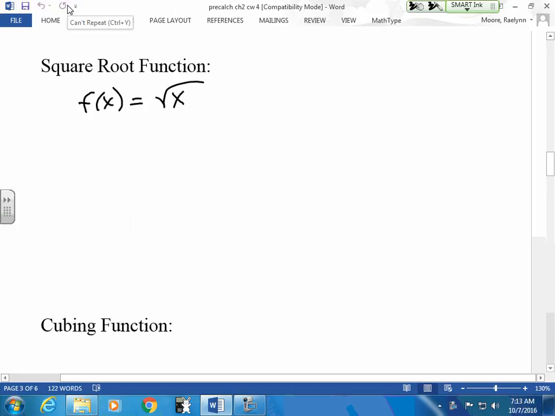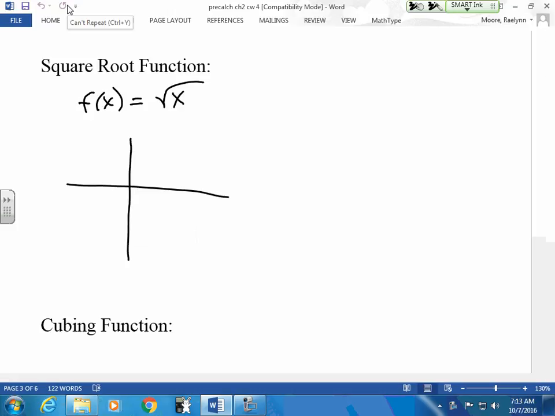Parents going, okay, now this graph looks like this. Why is it just like one arm? What can't be negative? The x or the y? Either can't be negative. I can't put a negative under here because my domain restriction says take this, set it greater than or equal to 0. So therefore, my domain has to be only 0 to positive.